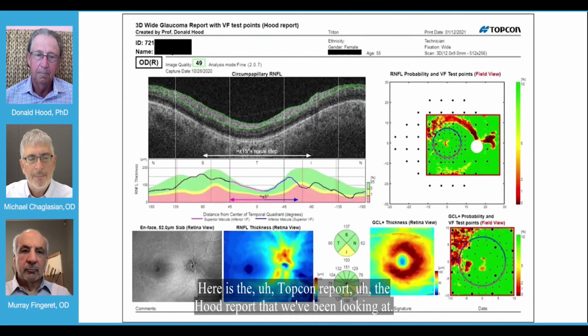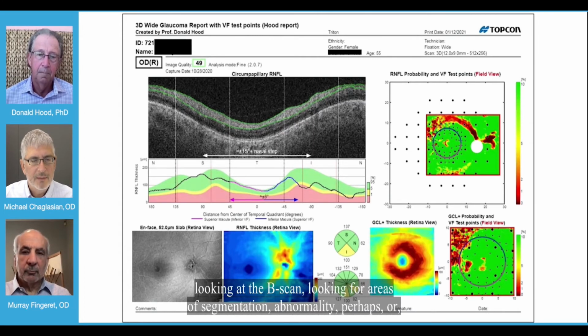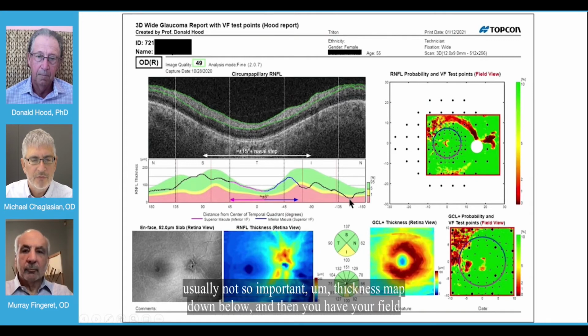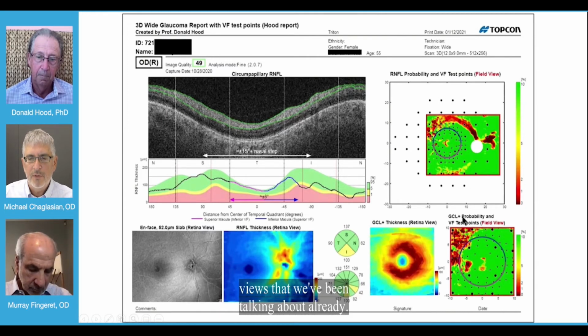Here is the TopCon report, the hood report that we've been looking at. And again, you can just see the same plots that we've been talking about in the earlier sections, and go through the building step process here of looking at the B scan, looking for areas of segmentation abnormality perhaps, or areas of thinning on the Enston curves. Certainly an area here, maybe an area here, although this is way nasal and usually not so important. Thickness map down below, and then you have your field views that we've been talking about already.